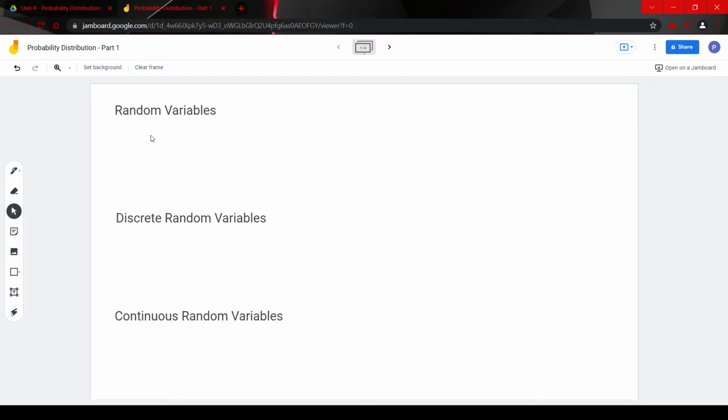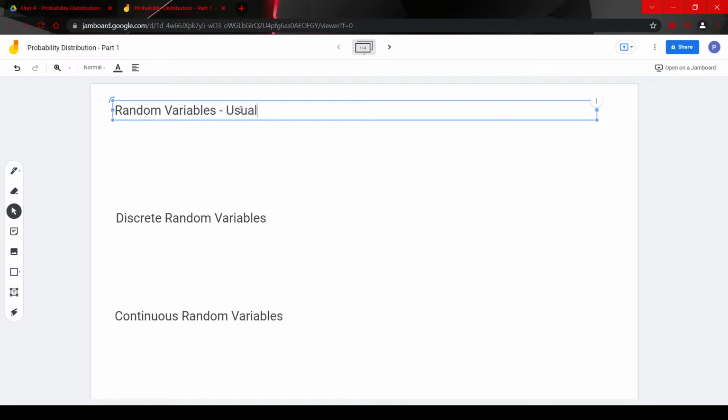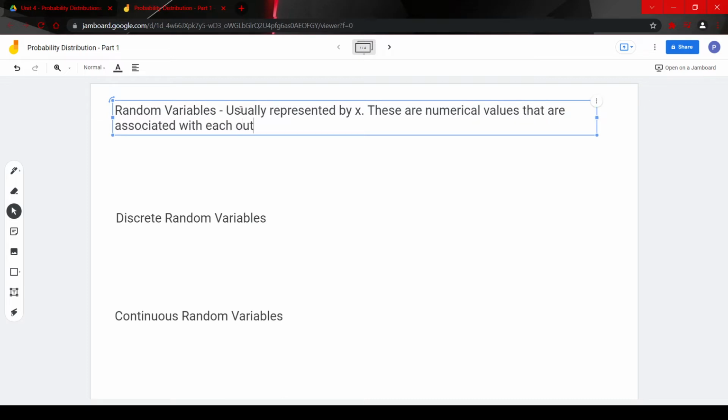So today, we first talked about random variables. So what are random variables? Well, random variables are usually represented by x, and these are numerical values that are associated with each outcome. So for example, this might be the number rolled on a die. For a six-sided die, our random variables are 1, 2, 3, 4, 5, and 6, the 6 outcomes that are possible from a six-sided die.